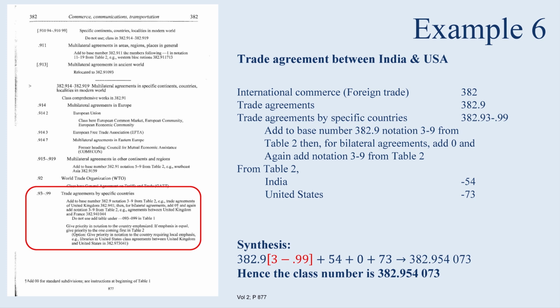As there is an instruction, we have omitted the 3 and the 99, because there is an instruction under 382.93 to 99 that says add to the base number 382. That's why we have only considered 382.9 to add the area notation of the two countries.